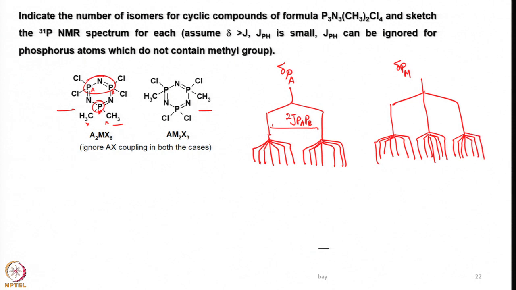So you can see this one. This is the NMR spectrum for this one. And of course here you can also ignore the coupling in this case, but anyway I have considered both small range coupling. Then if you go for this one here, again these two are identical. If I put A here, this is M and this is X.